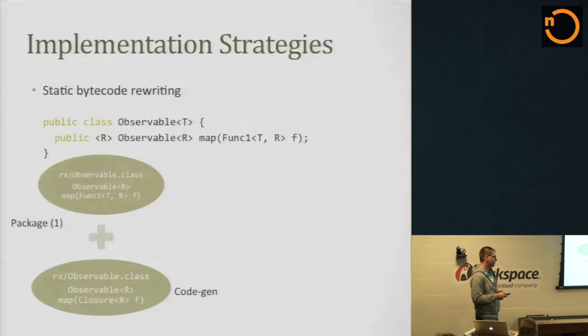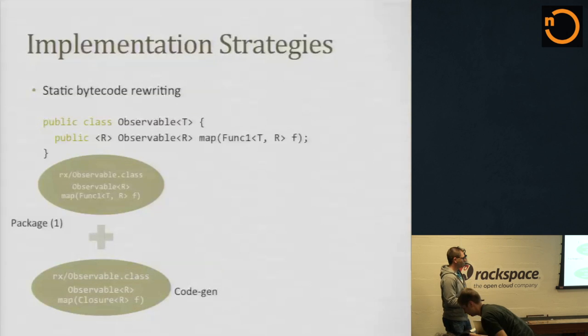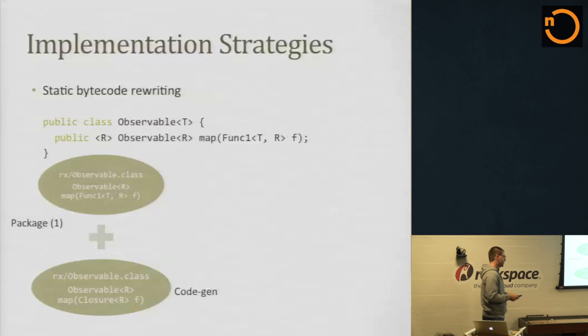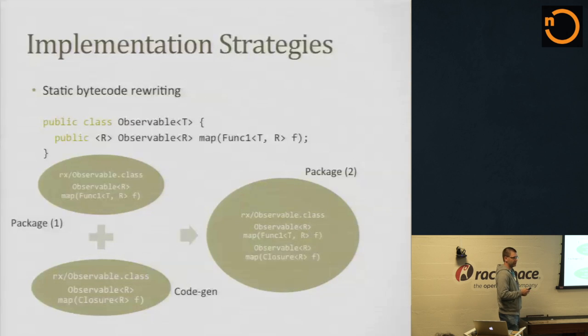This class file only knows about func1s. We have some code gen, and this is fairly ornate code, and it knows how to scan the class file and turn maps of func1s into maps of closures, maps of Clojure lang IFNs, maps of various native function types.